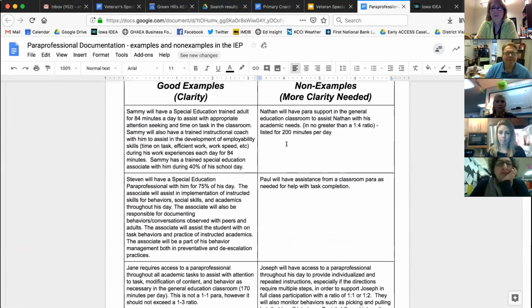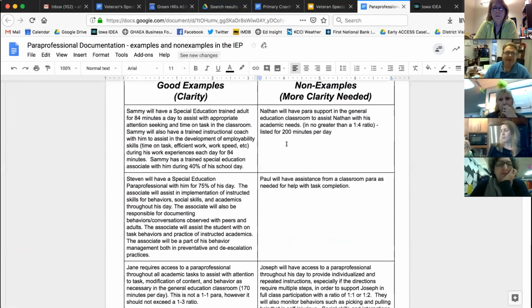But one good guiding principle is the stranger test, and the need for clarity. If a person who doesn't know your student is reading that IEP and they come to the PP or the TA box, whatever types of para services are being provided, and they read that, are they going to have a clear picture of what service is actually provided? Not meaning that it has to be a two-page document describing para services, but clear and concise can be really effective.